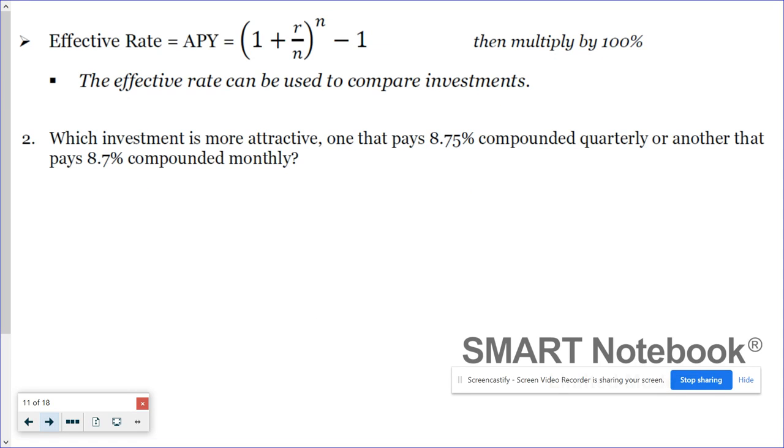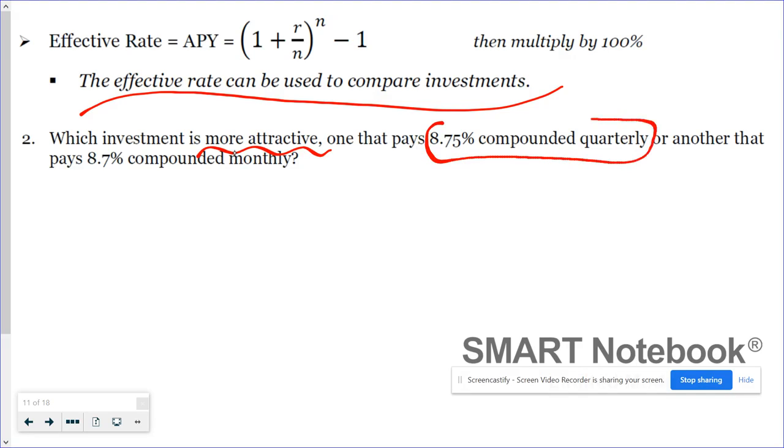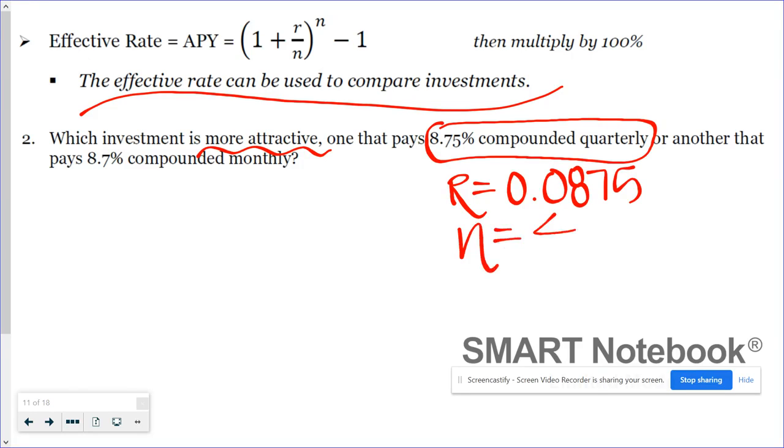In problem number 2, it says, which investment is more attractive? So we are going to compare investments, and like it says up above, the effective rate, the APY, can be used to compare investments. So I'm going to calculate the APY for this investment of 8.75% compounded quarterly. So that means for R in that formula up above, I'm going to type in 0.0875, and quarterly means that N is equal to 4. So that's what I'm using in this formula here.